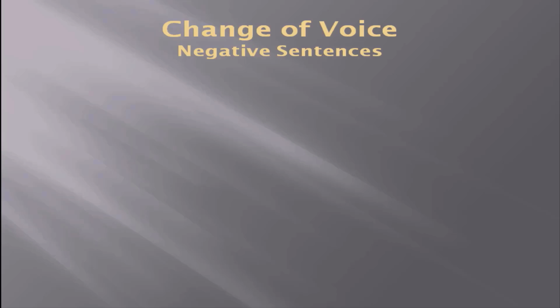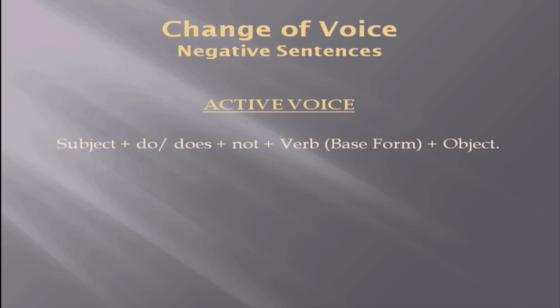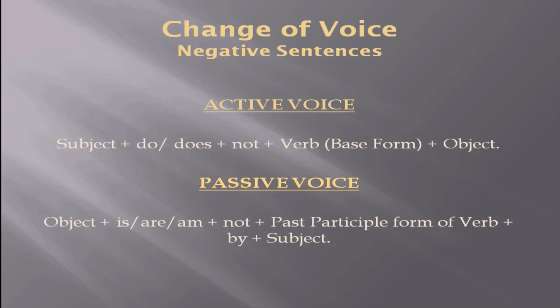Now we'll discuss change of voice of negative sentences. Look at the structure of sentences in active voice. Subject plus do or does plus not plus verb plus object. Structure of passive voice sentence is object plus is, are, am plus not plus third form of verb plus by plus subject.